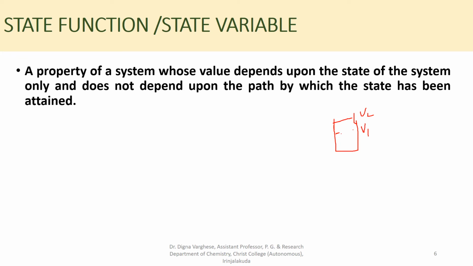And if any property of a system whose value depends upon the state of the system only and does not depend upon the path by which the state has been attained, such a variable is known as a state function or state variable. Variables like pressure, volume, temperature are state functions because their values depend only on the state of the system and not how it is reached. That means it does not depend upon the path.